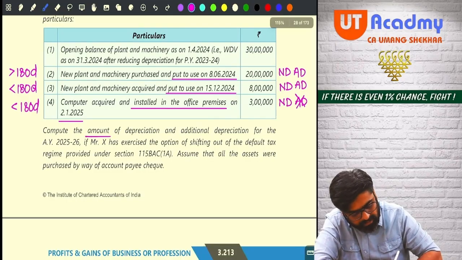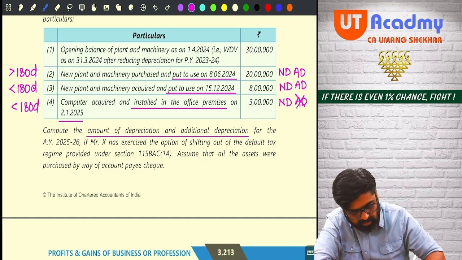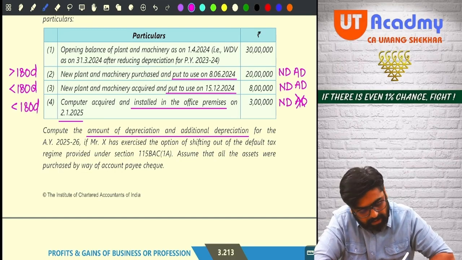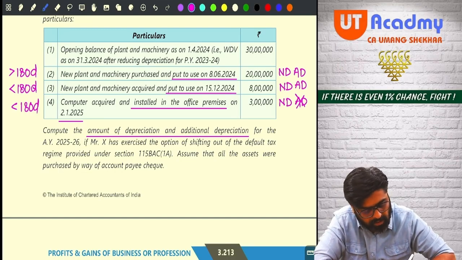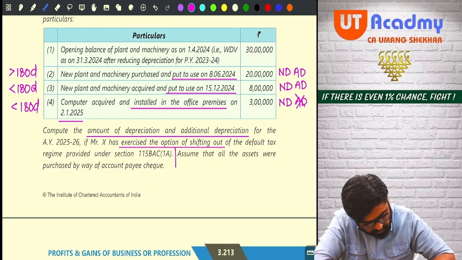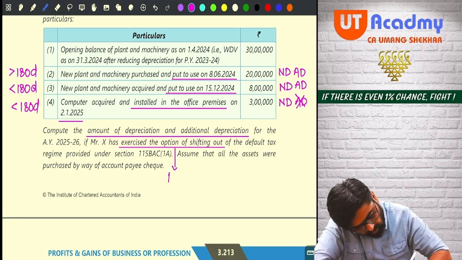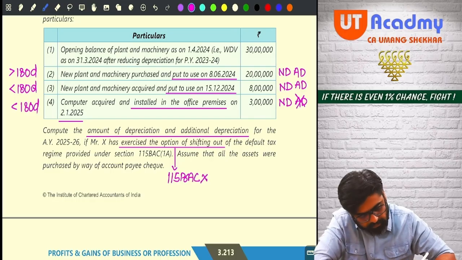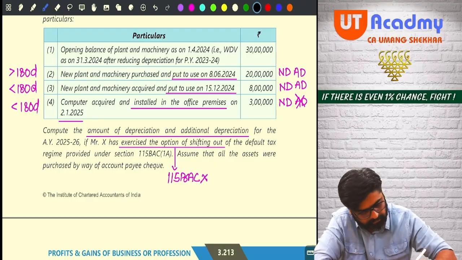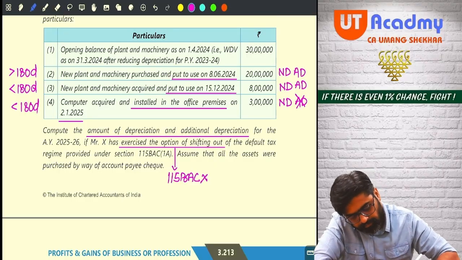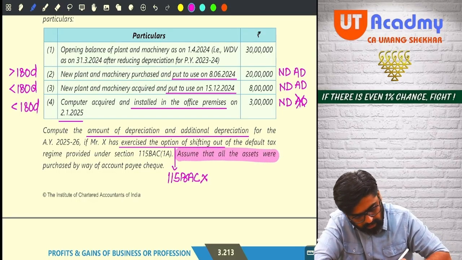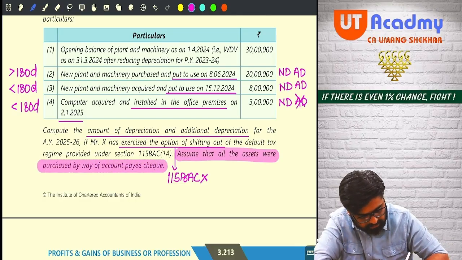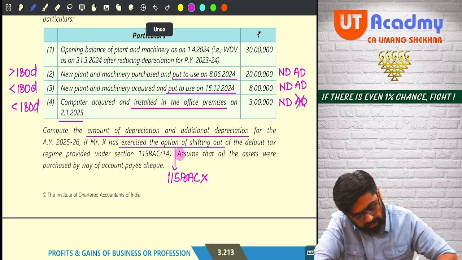Compute the amount of depreciation and additional depreciation if Mr. X has exercised the option of shifting out. Option of shifting out means 115BAC not followed. Assume that all the assets were purchased by way of account payee cheque. Do one thing, highlight this thing and keep it as it is.